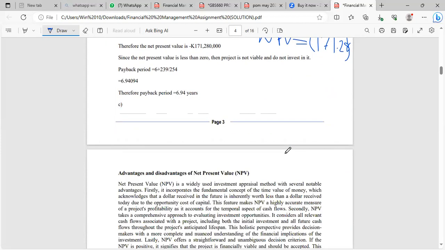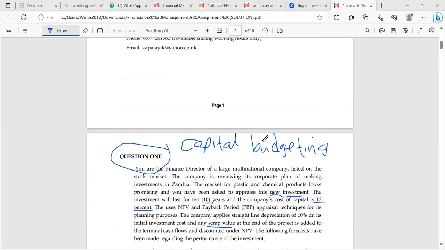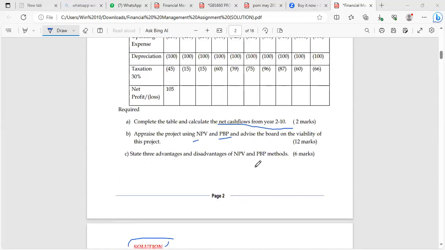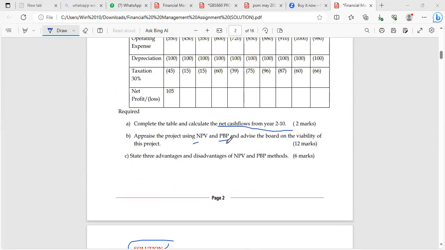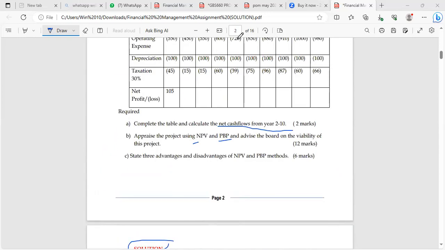Okay. So meaning we go for the other question. The other question here says we need to find the payback period. The payback period simply means how long it takes to recover the initial investment in the project.